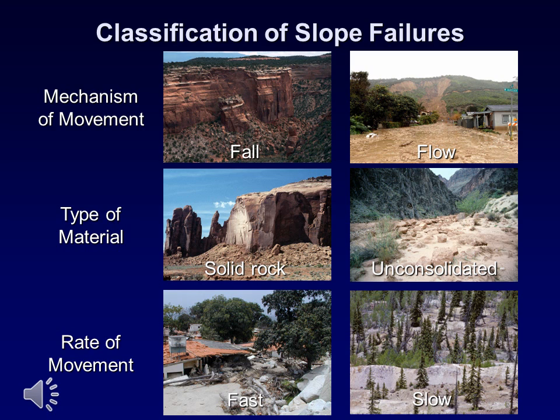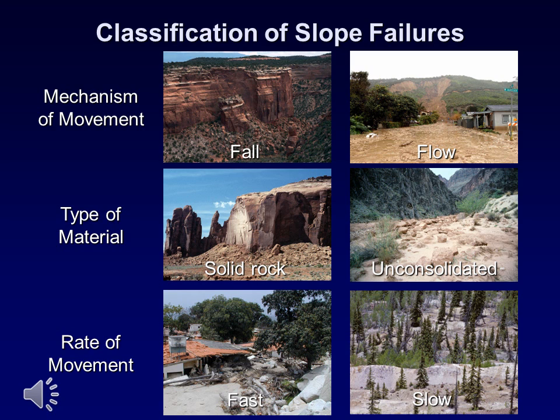Rate of movement, you can either have fast or slow. And interestingly enough, it is either really fast or really slow. So the really fast are the ones that you normally hear about. A rock fell right off the side of a mountain, going at the pace that gravity will allow it to, or a landslide flowed down a mountain rapidly, a mudslide overtook a river system and flowed very rapidly.